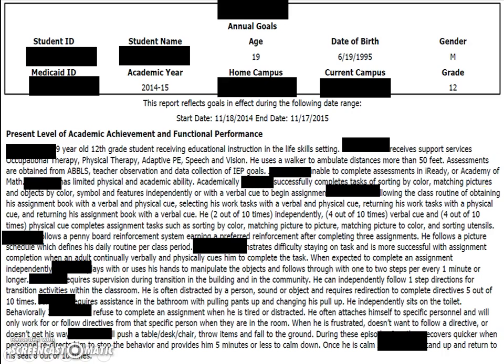In this PLAF, you will see that the student is currently in a life skills setting. They receive supports in occupational therapy, physical therapy, adaptive PE, speech, and vision. The student is functioning at a level of sorting and matching by color and picture, and they also require verbal and physical cues to complete their tasks. The student is using a penny board reinforcement system, and the student requires a picture schedule to complete a daily routine.